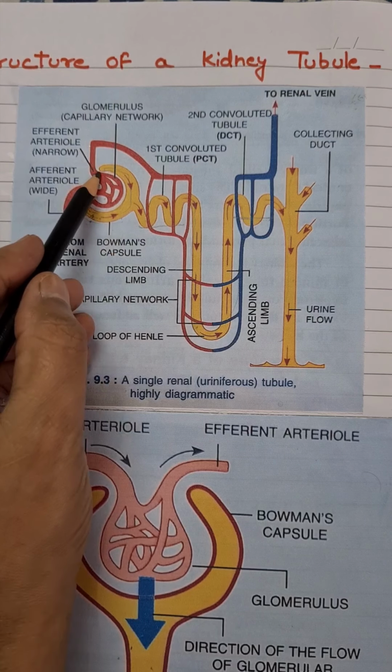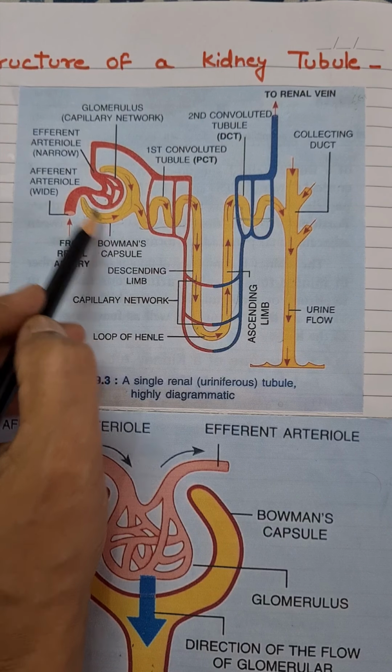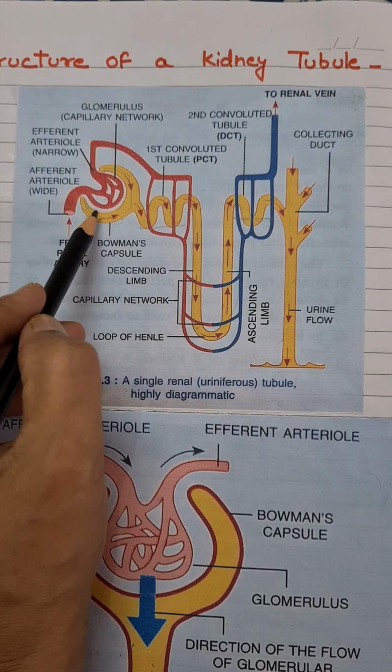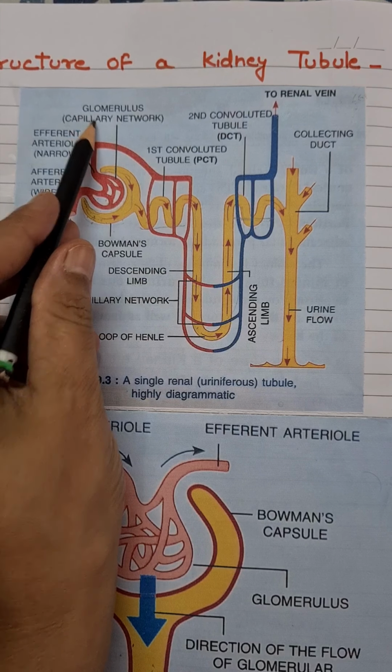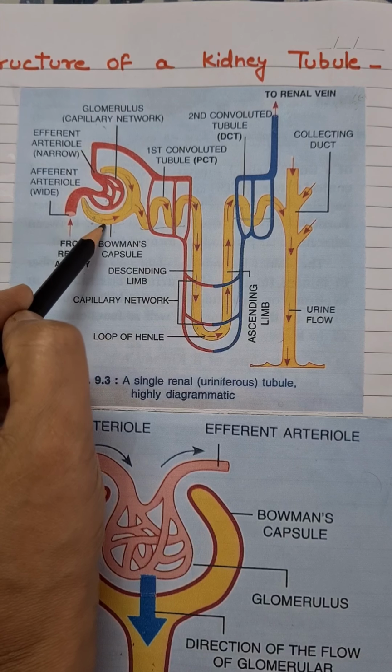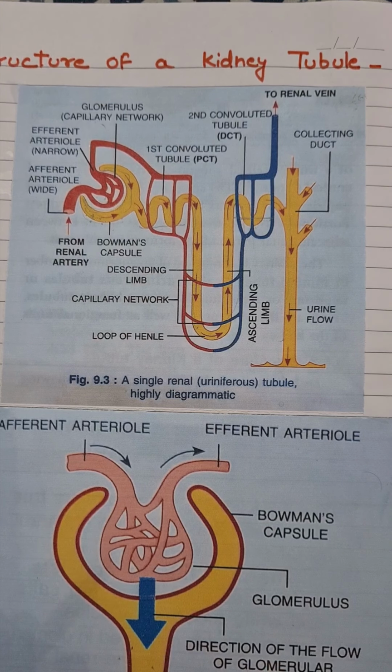So the first part of the uriniferous tubule or kidney tubule is Bowman's capsule. It is cup shape in appearance. The hollow depression of Bowman capsule is filled with the tuft of capillaries which are known as glomerulus. Glomerulus along with this Bowman capsule is called Malpighian capsule.